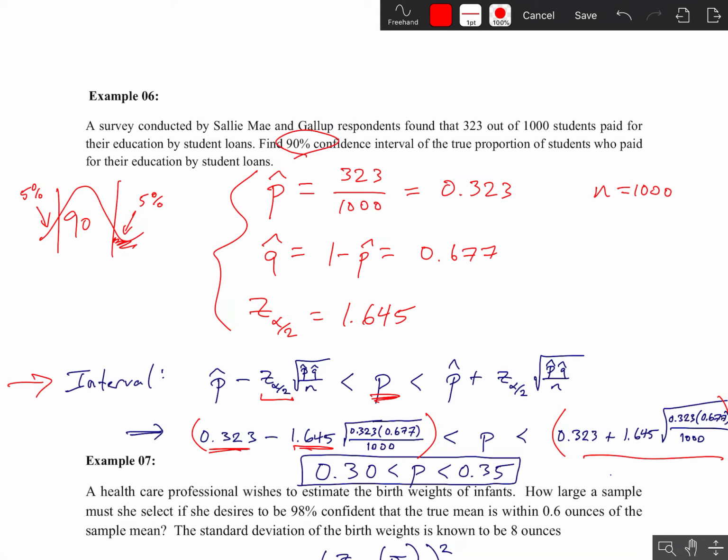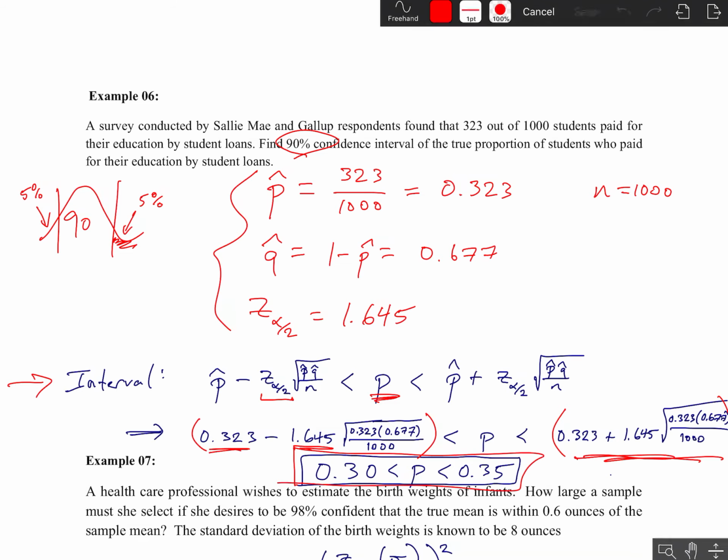If you evaluate the left side here, you get a 0.30. And if you evaluate the right side over here, you get a 0.35. And that gives us the confidence interval that we're looking for. So in other words, we're 90% sure that the true proportion of students who paid for their education by student loans is between 0.30 and 0.35. Or if you want to phrase it as a percentage, we're 90% sure that 30 to 35% of students pay for their education by student loans.